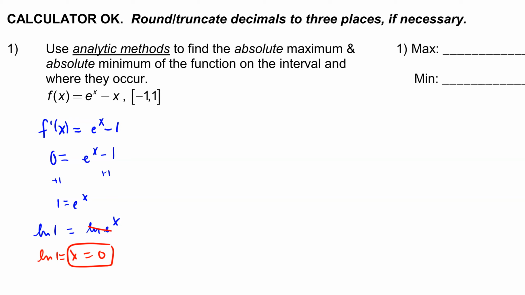So now here's the name of the game. You just got to plug these into the original function. So I'm going to say f of 0, that's our critical point, and then test both of our endpoints.